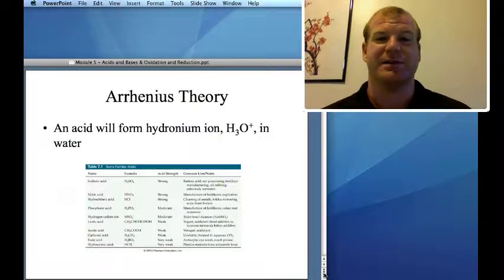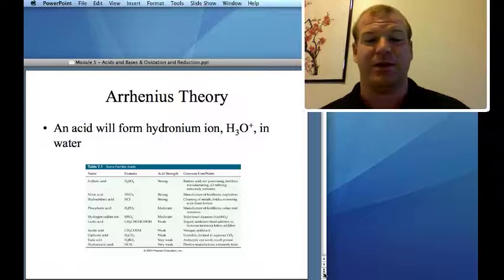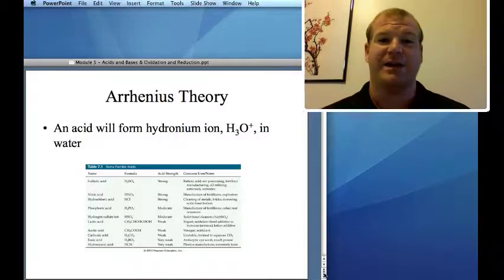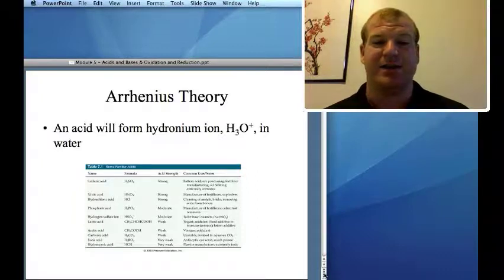So let's start with the simplest theory. Arrhenius theory says that when you throw an acid into water, it forms hydronium ion. And here are some common acids. This is a very big one, sulfuric acid, also known as battery acid. We use this quite a bit, and the biggest use for acids and bases that you'll find is for making fertilizers. Nitric acid is also a very strong acid. Strong acids, we'll learn later, mean they dissociate, and this is used to make fertilizers and explosives.